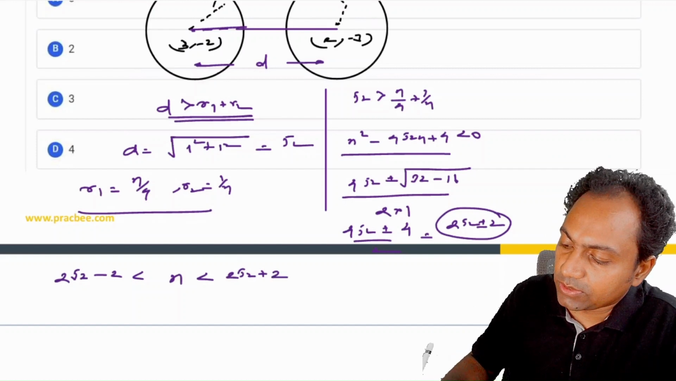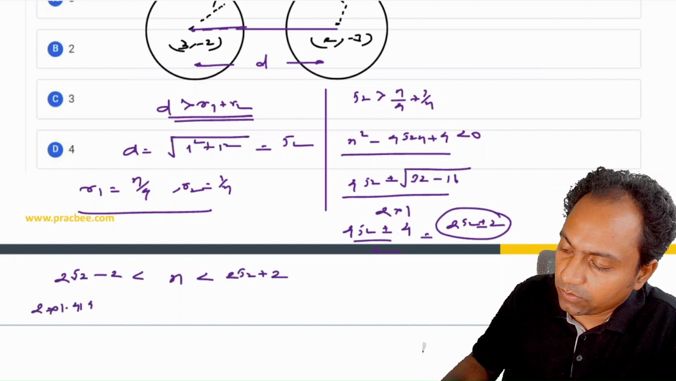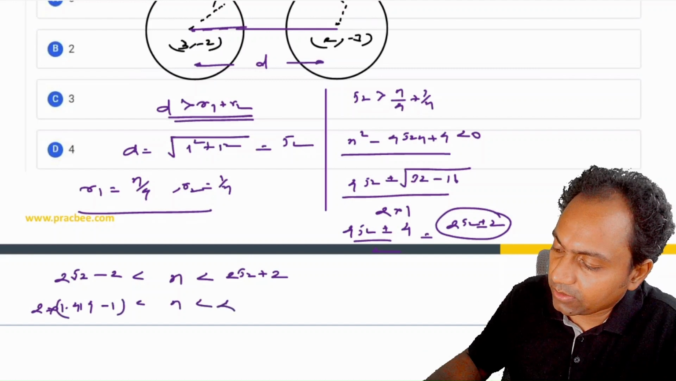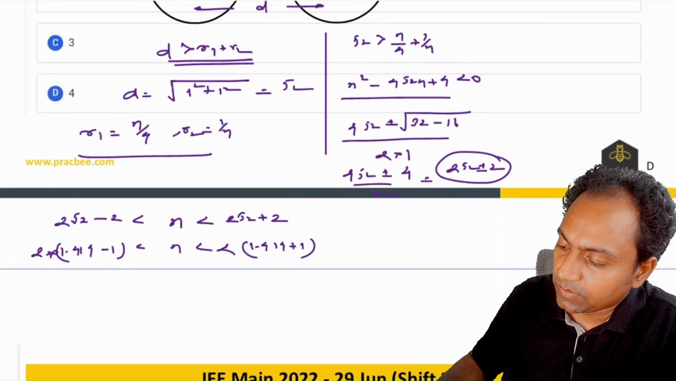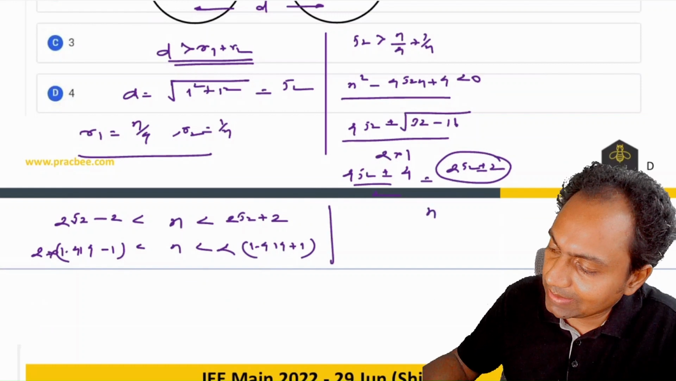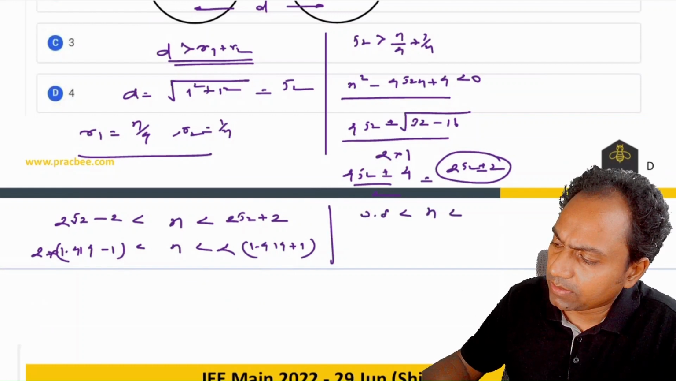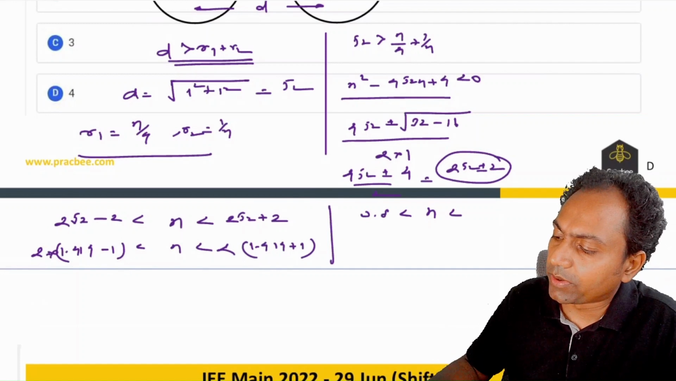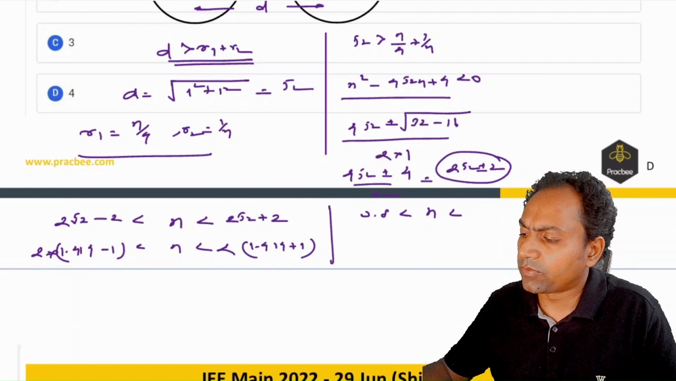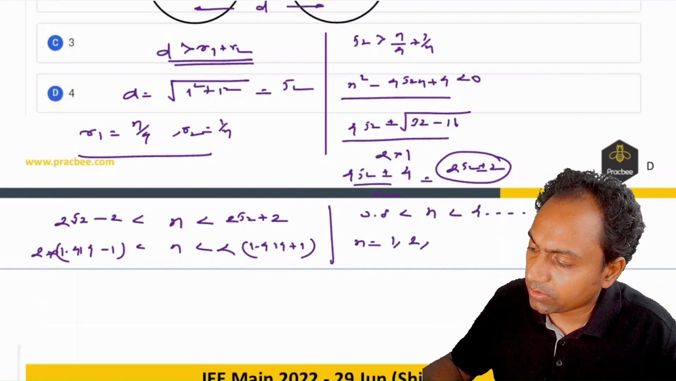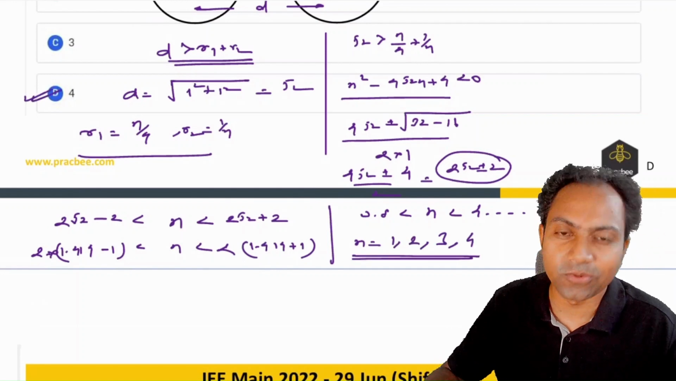For the first scenario, it is 2 into 1.414 minus 1. Then the second one, if I take 2 common, it is 1.414 plus 1 into 2. So the value of n in this case lies between somewhere around 0.8 to 2.4 into 2, which would be 4 point something. So the possible values of n are nothing but 1, 2, 3, and 4. Hence the answer becomes option D, 4.